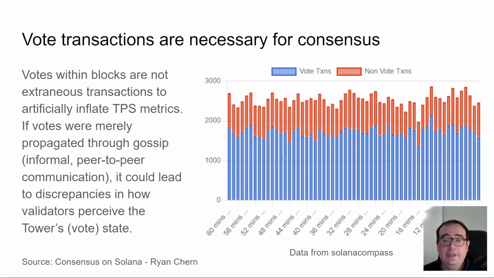So today, I just took a snapshot of the last 1 hour. Every bar is 1 minute. This is from Solana Compass, and the majority of transactions are vote transactions. But of course, the network here is not at capacity, and with additional demand, you might have non-vote transactions that are more than the vote transactions.